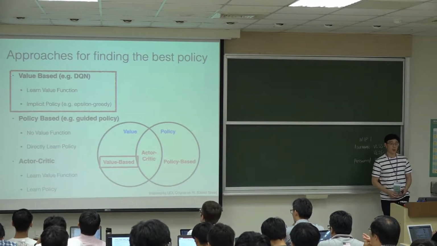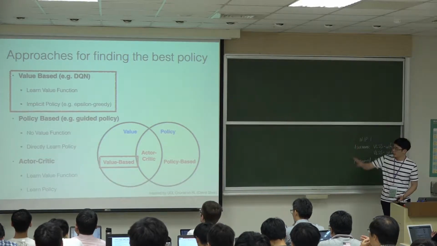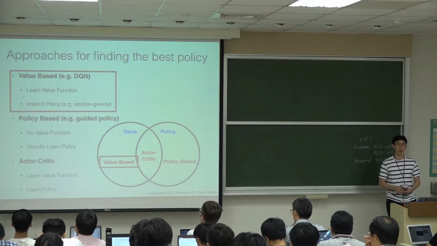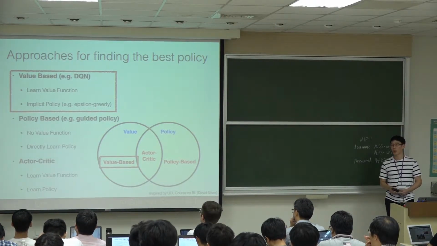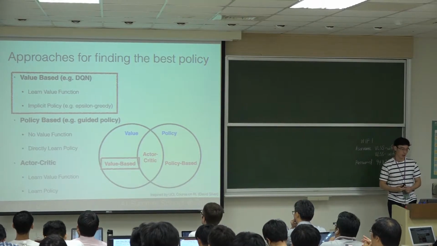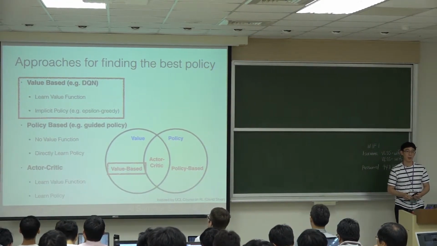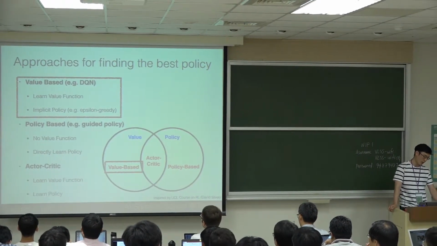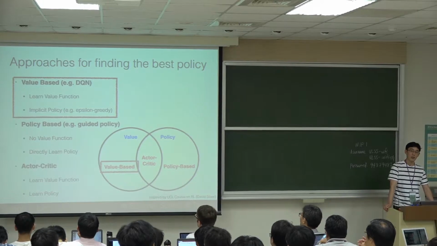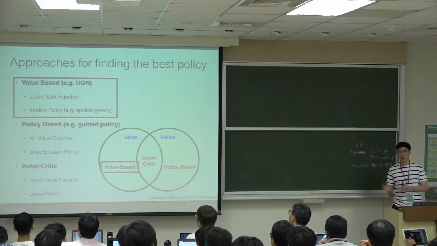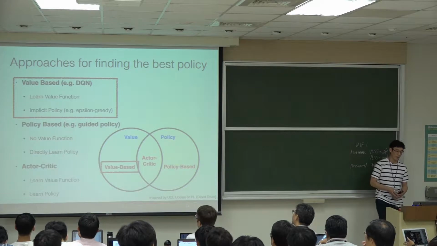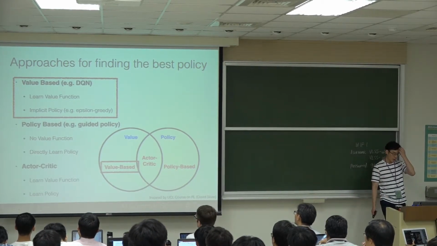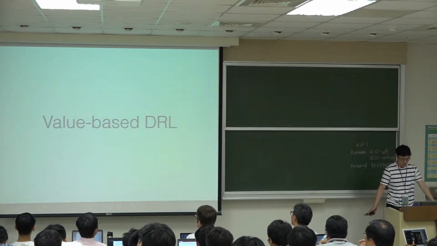So there are many approaches for finding the best policy. This doesn't list everything, but there are three standard or most popular approaches right now. The first one is what I talked about in the earlier lecture, DQN, which is a value-based approach, where our goal is to learn the value function, the Q value function specifically in this case, and we get the policy implicitly. Based on the value function, we get the policy.